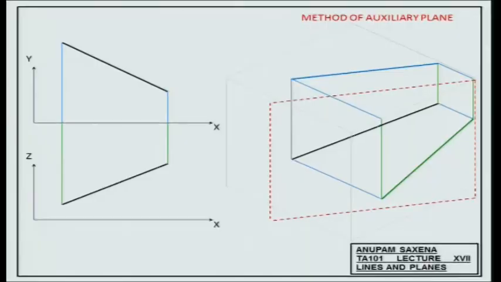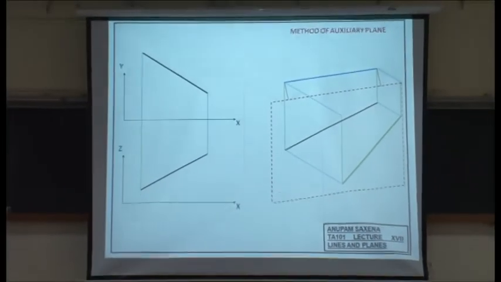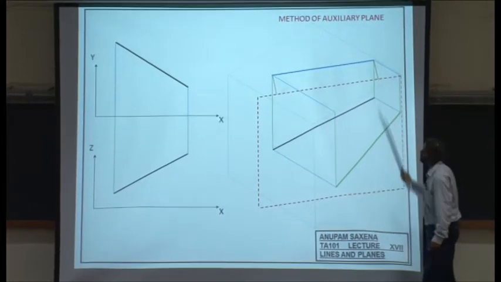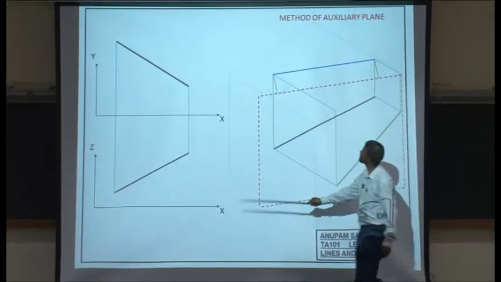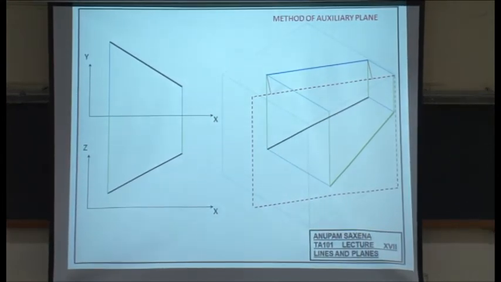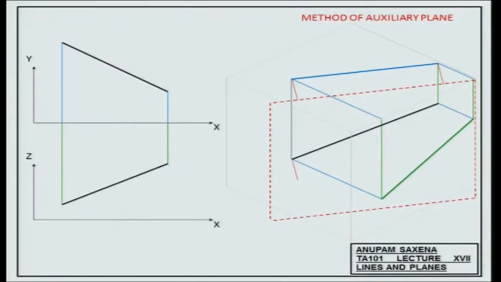Now, what I do is I drop verticals from the corresponding projections onto that plane. Okay? So, these red verticals from this projection which is over here, onto the plane. Okay, and I can shift that black line to actually lie on this plane. Right? Fine? All right.